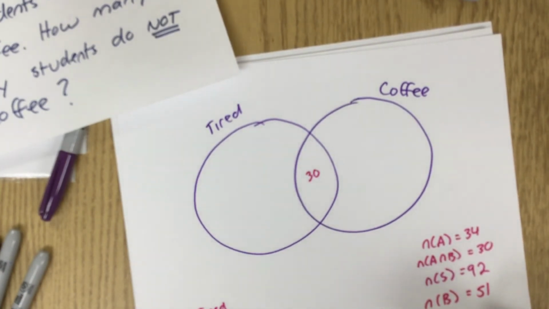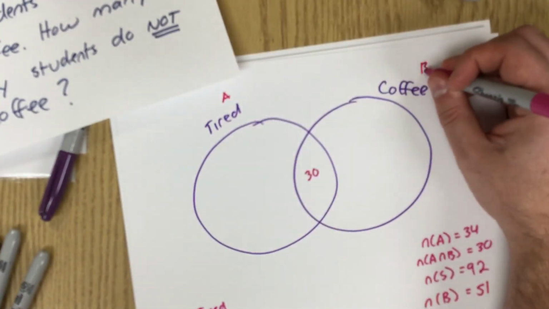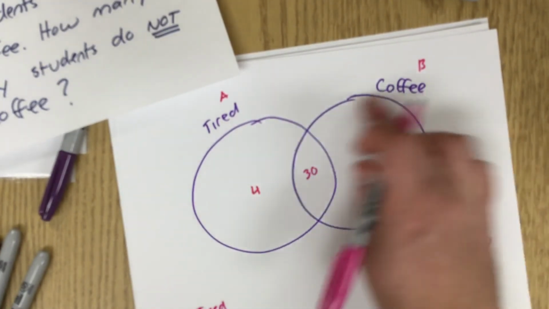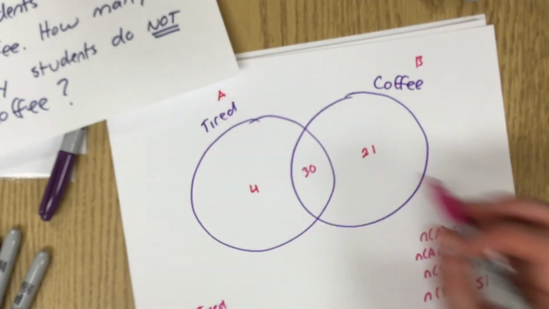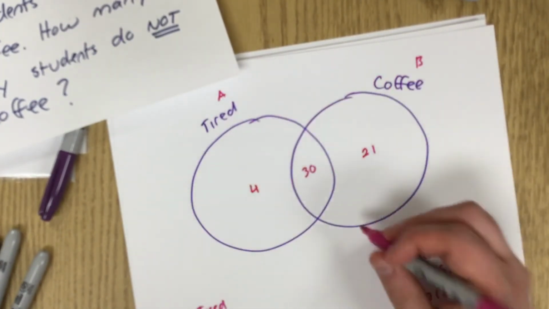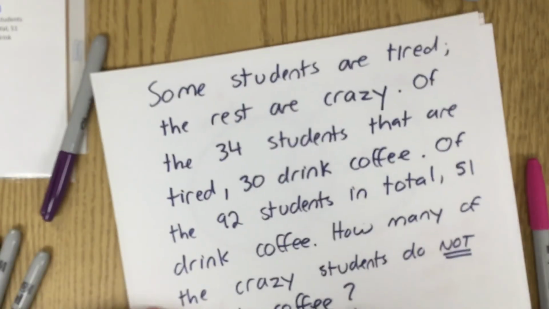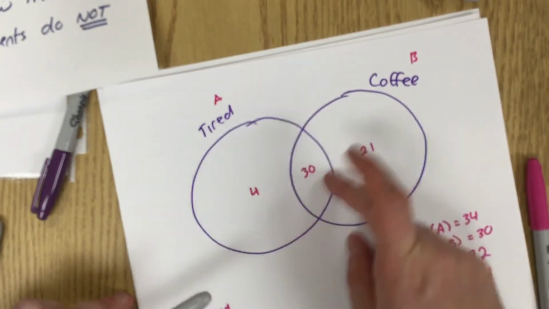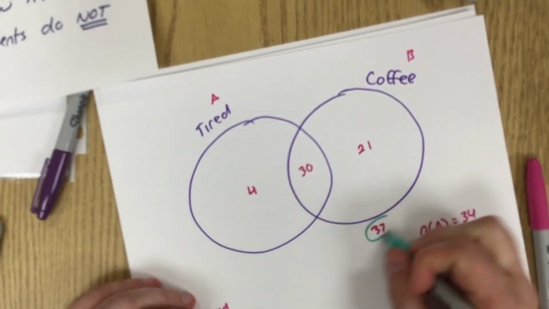We've actually seen this problem before. Well, let's finish this off. So this is actually our A and that's our B. The number in A is 34, that's 30, so this is 4. Coffee is 51, so that's going to be 21. And outside of that, if we say the total is 92, there's 37 left. And we want to know how many crazy students do not drink coffee. So crazy means they're not in the tired circle and not in the coffee circle, and that's going to be these guys.